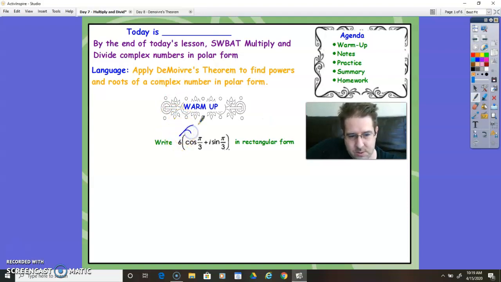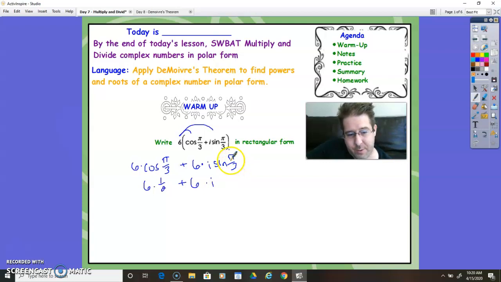Well, all you really got to do is just multiply it, because this is really just the distributive property. 6 times cosine, so I'm going to write this 6 times cosine of pi over 3 plus 6 times i sine of pi over 3. Now, I don't normally write this, I usually would just do multiple steps at the same time, because cosine of pi over 3 is something you should have memorized. Remember, pi over 3 is 60 degrees, and cosine of 60 degrees is 1/2. So this is really 6 times 1/2 being added to 6 times i times sine of pi over 3.